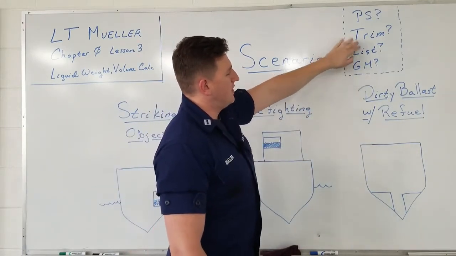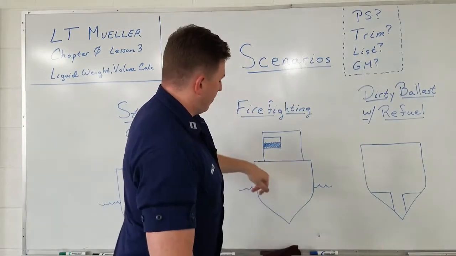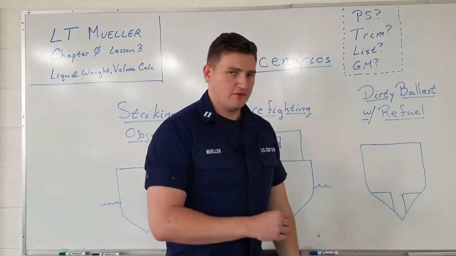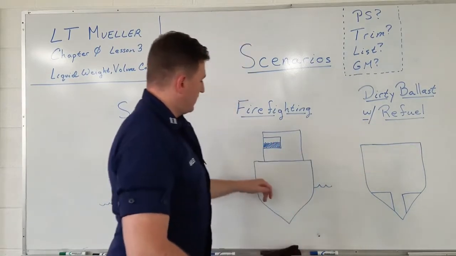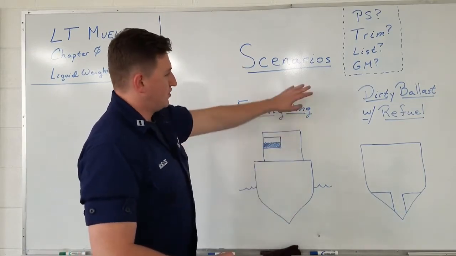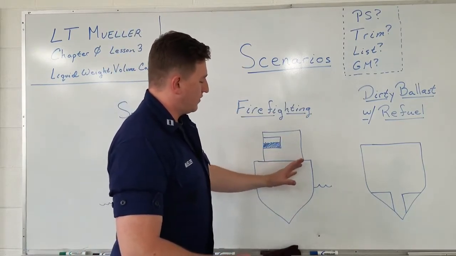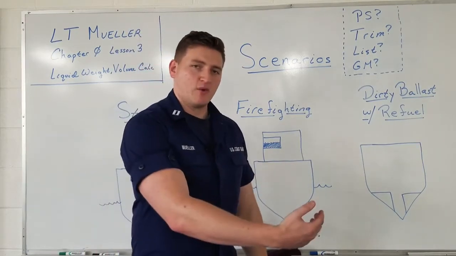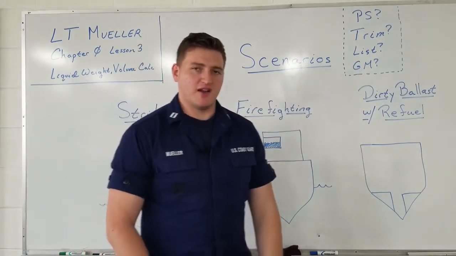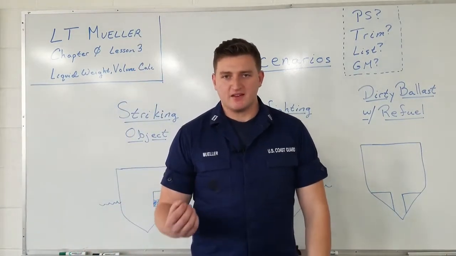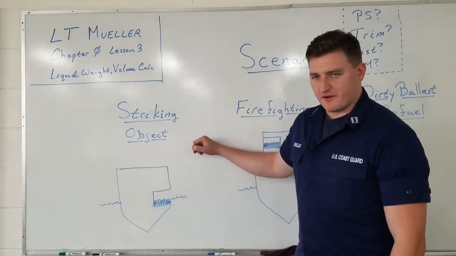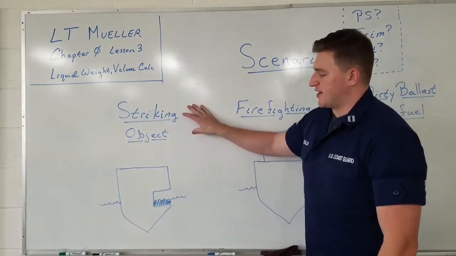List, similar to trim, is the relationship of port to starboard. So where trim is the longitudinal view, so the long side of the boat, this is the transverse perspective of a ship. So list is something that is a permanent angle over to one side. If we have weight on one side, that's going to cause a list. And GM, also called the metacentric height, is an immediate number that pertains to the initial stability of the ship. Let's take a look at this first scenario, striking an object.